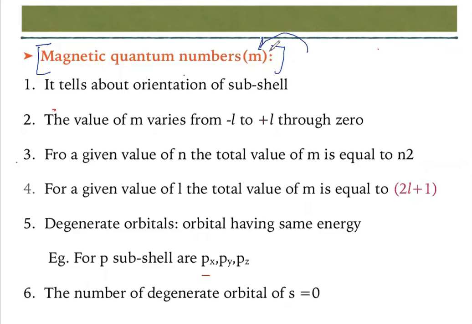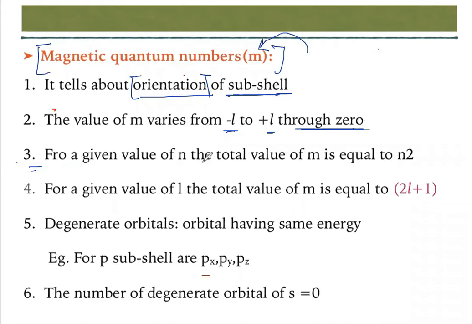Magnetic quantum number is represented with the small m. It tells about the orientation of the subshell. The value of m varies from minus L to plus L. That means the value of m again depends on the value of L, including 0. Okay, you have to include 0 also.